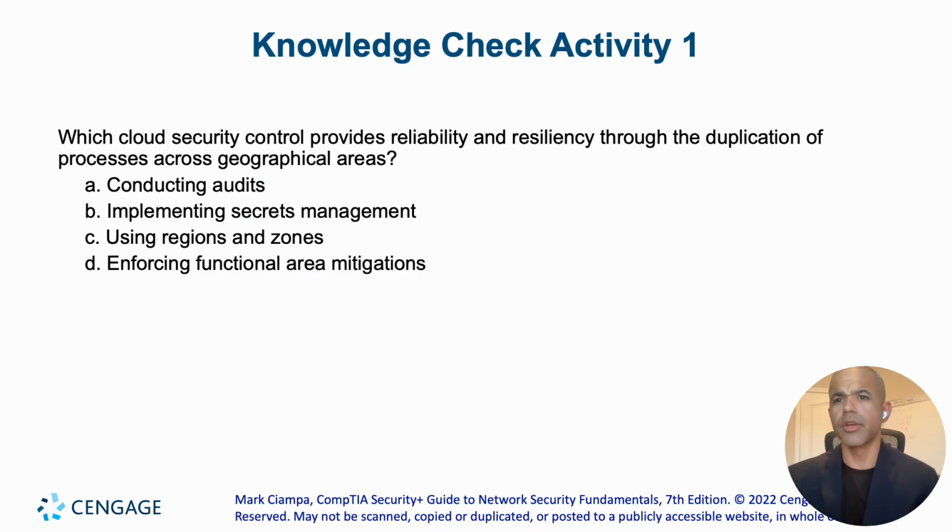Okay, very good. So now let's go into our knowledge check activities. Which cloud security control provides reliability and resilience through the duplication of processes across geographical areas? Is it conducting audits? Is it implementing secrets management? Is it using regions and zones? Is it enforcing functional area mitigations? Which cloud security control provides reliability and resilience? Think of those two terms, through the duplication of processes.